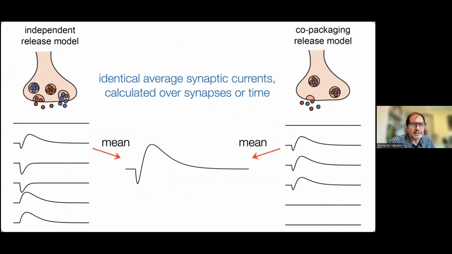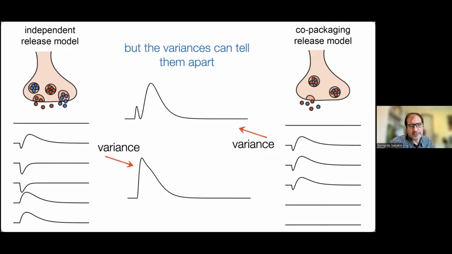Okay, so now to really tell these apart requires a little bit of nuance. The reason for that is that if we look at the average synaptic current for the independent release model or for the co-packaging model, in both cases, the average should give us a biphasic current that has an inward current followed by an outward current. And so we really can't tell these different release events apart if we look at average synaptic currents, and this is averaging either over time by stimulating one set of synapses many times, or over synapses by stimulating many synapses at the same time. They're going to give us the same synaptic current. So therefore, what we need to do is really look at the variance, okay?